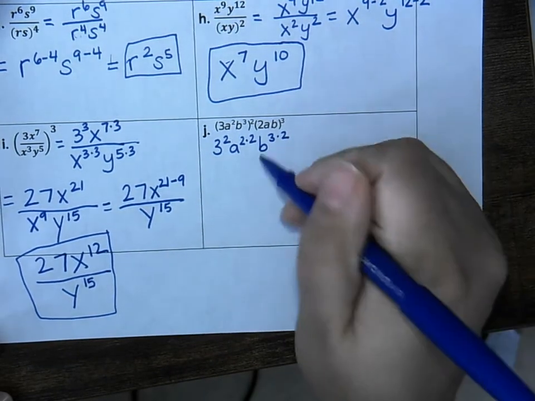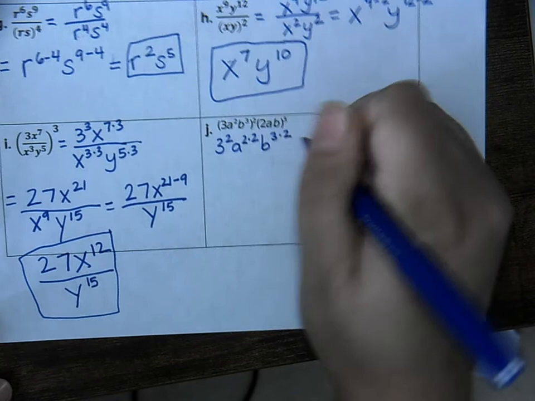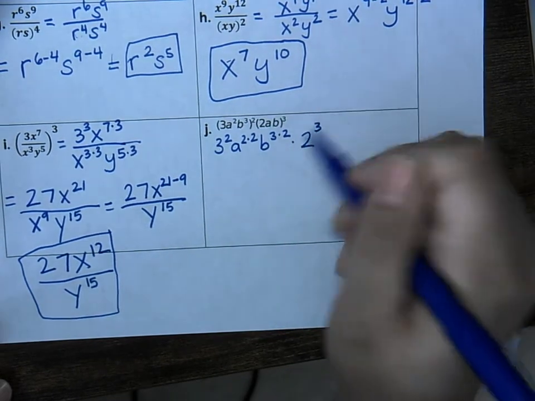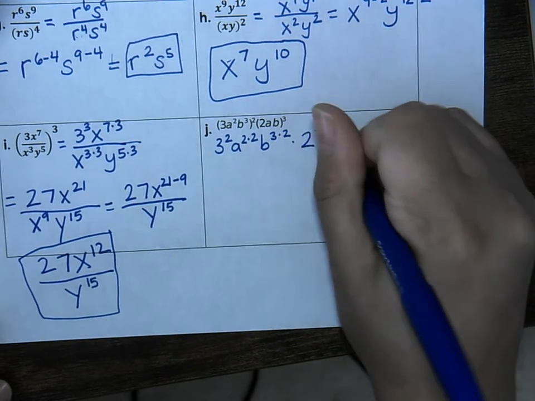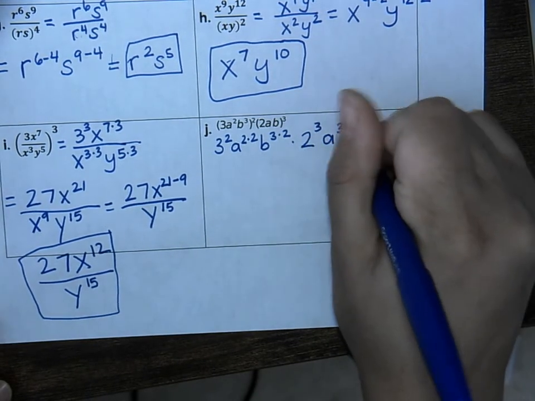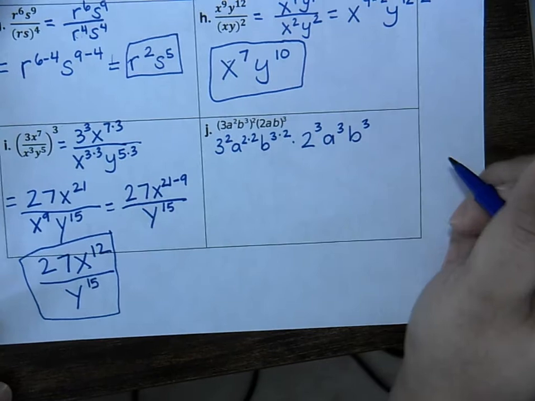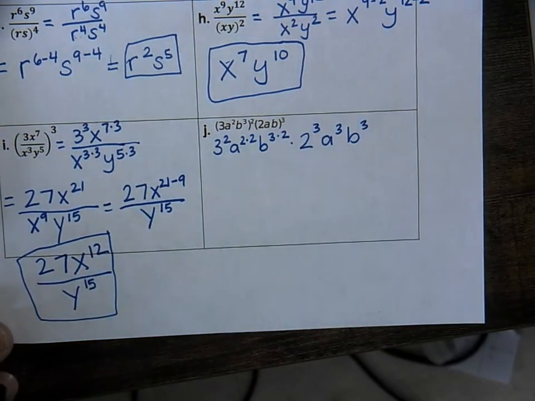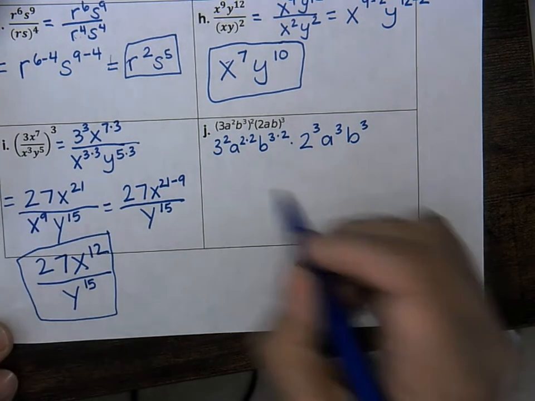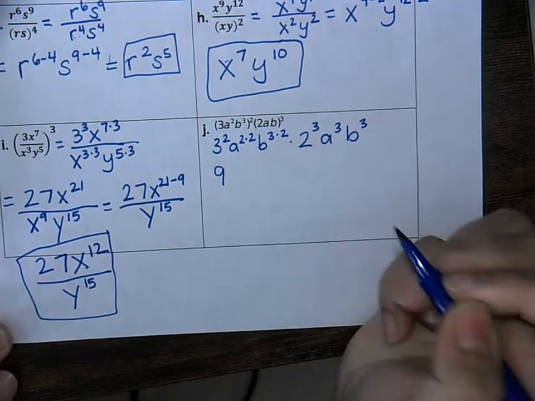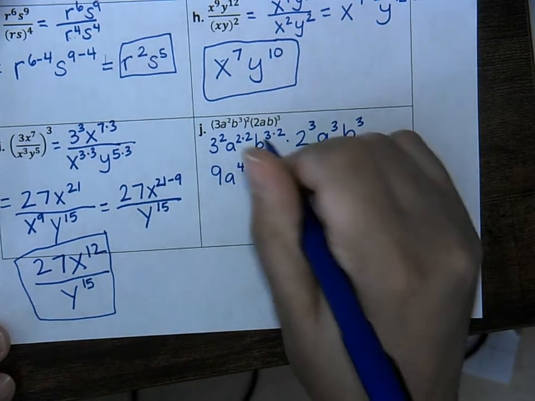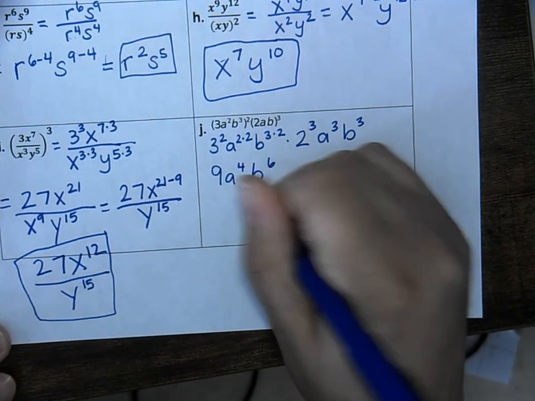So it'd be b to the 3 times 2. And then do the same thing for the second parentheses, but you're raising it to the third power. So 2 cubed, a cubed, and b cubed, since those didn't have any existing exponents already on them. So now we're just simplifying. So we're going to start with 9 for 3 squared. This would be a to the 4th. Then we have b to the 6th.